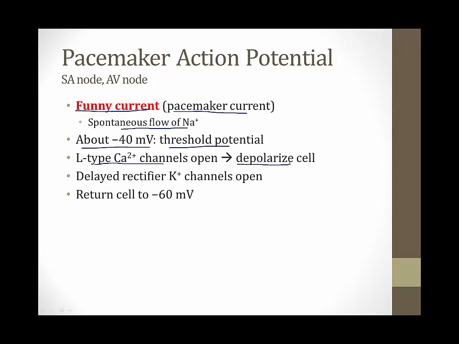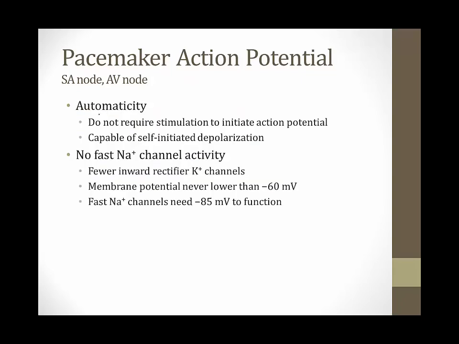When the membrane voltage becomes positive, those channels will close and delayed rectifier potassium channels will open. This will cause potassium to leak out of the cell and return the cell to its resting potential of about minus 60 millivolts. Some other features of these cells you should be aware of.